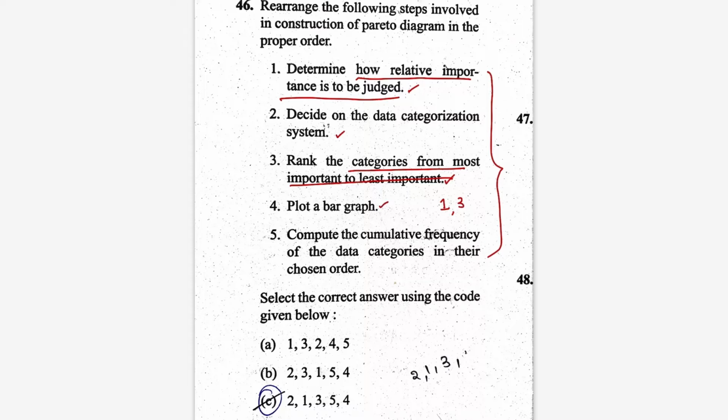Next step would be plotting a bar graph and computing the cumulative frequency of the data categories. In this, choose an order. See, he is talking about the order. Since we have already ranked it, this would come after 3. So after 3, 5 would come. Since we know this frequency, we can plot a bar graph. So 4 would come next to 5.